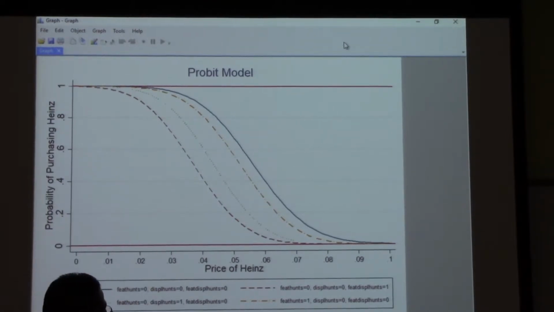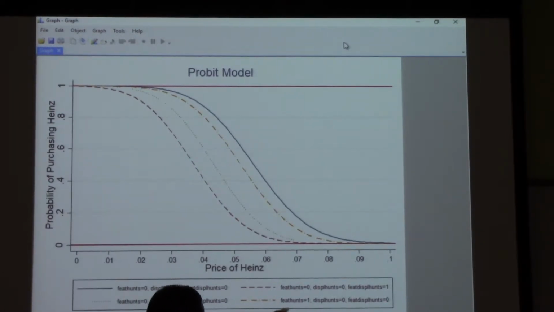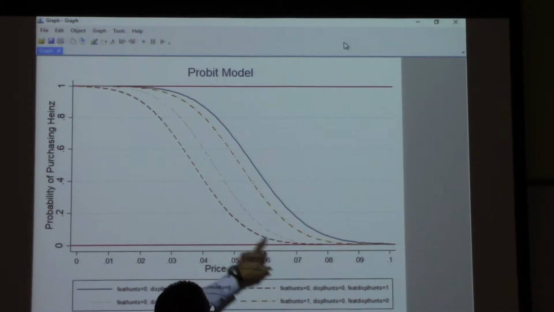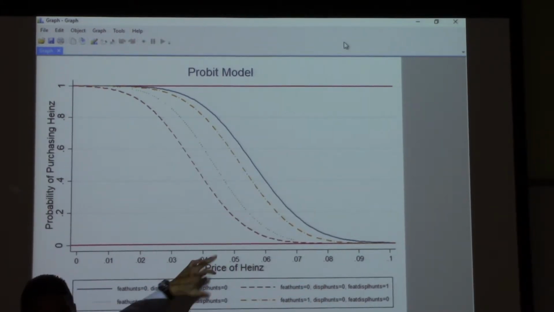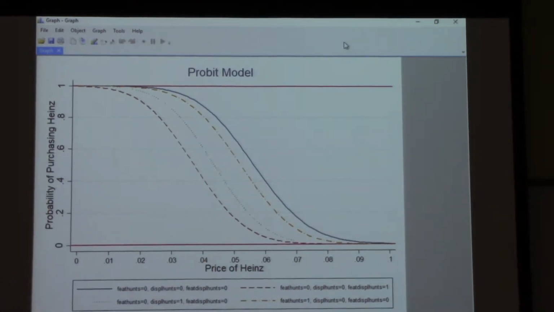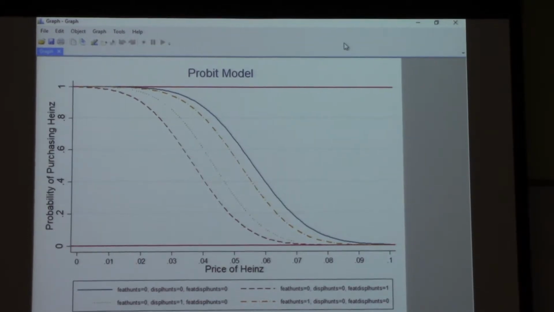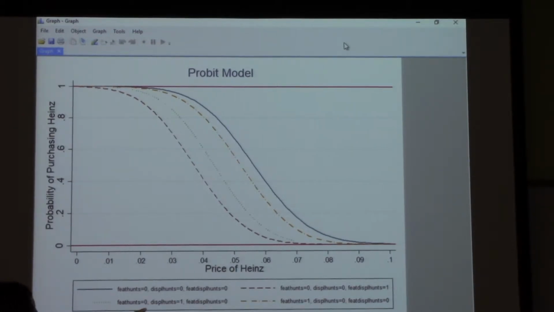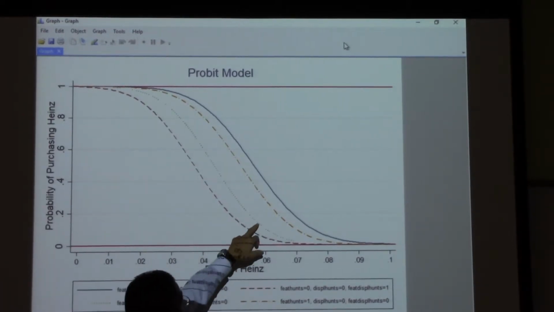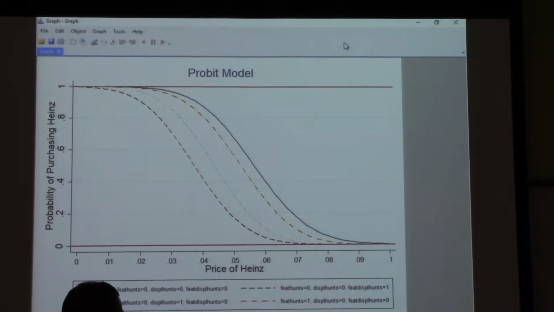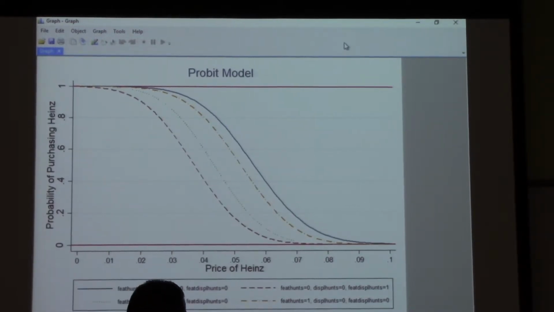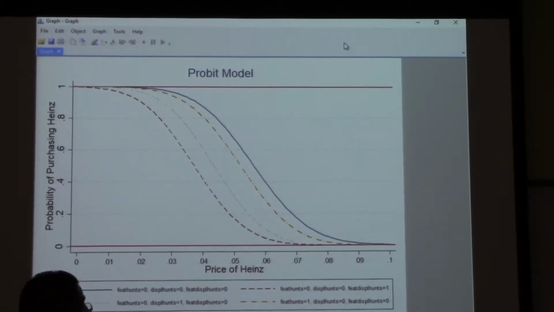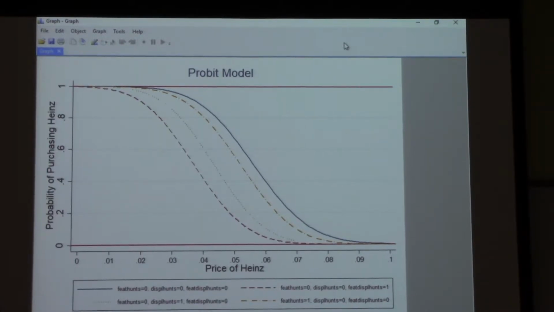Again, our base is blue. Red is feature and display by Hunts, and it's having the biggest negative effect. So that makes sense. When Hunts is on feature and display, it's really having a negative effect on the probability of choosing our product. It looks like green is display. That has the second biggest effect. And then mustard or yellow, whatever you want to call it, is feature, and that's having a relatively minor effect.